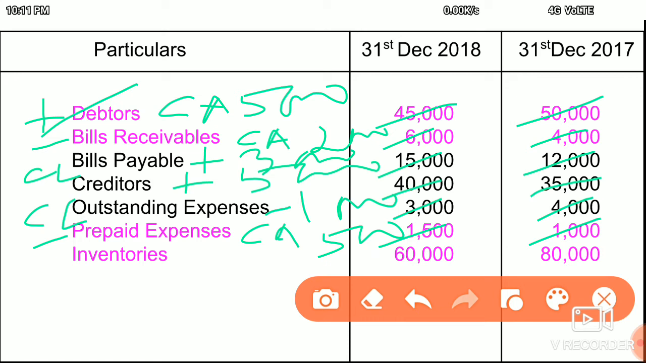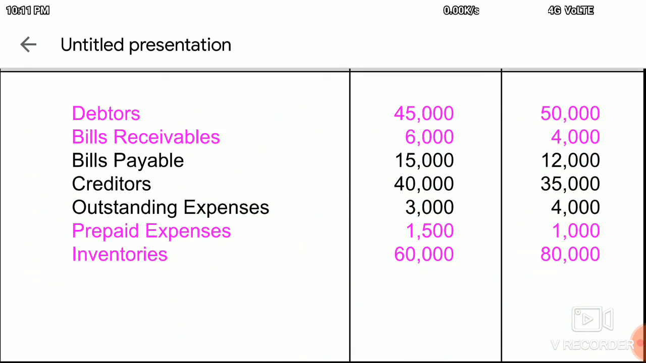Now if you look at inventories, before it was 80,000, now it is 60,000. There's a decrease of 20,000. It's a current asset, so we assume that there is an inflow of cash because it has decreased. Now when we place all these differences in our cash flow statement, this is how it will appear.